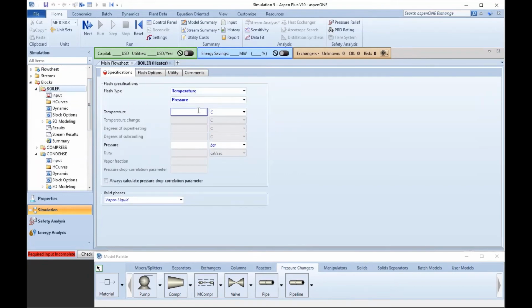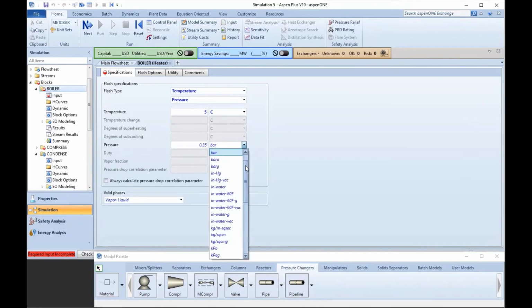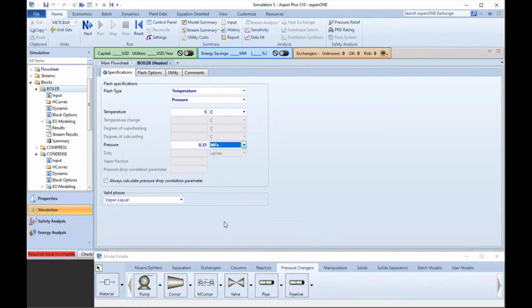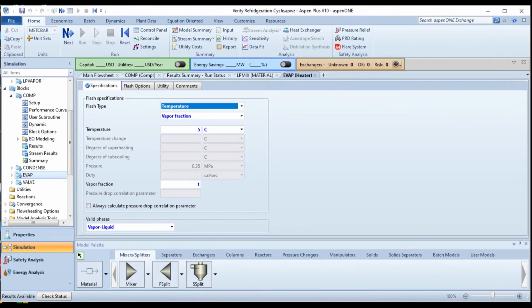Next, we will look at the boiler. So we can input the temperature as 5 degrees Celsius, which was given, and initially I input 0.35 megapascals as the pressure, which was found on the Mollier diagram, but this did not work. You have to input the vapor fraction in as 1 because we know that it is a saturated vapor.